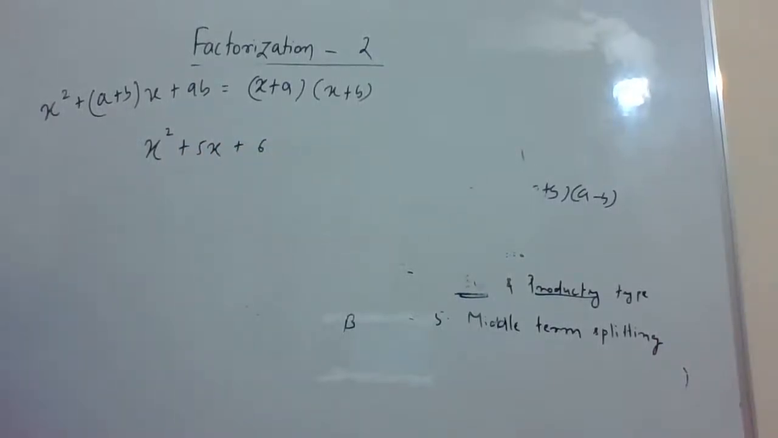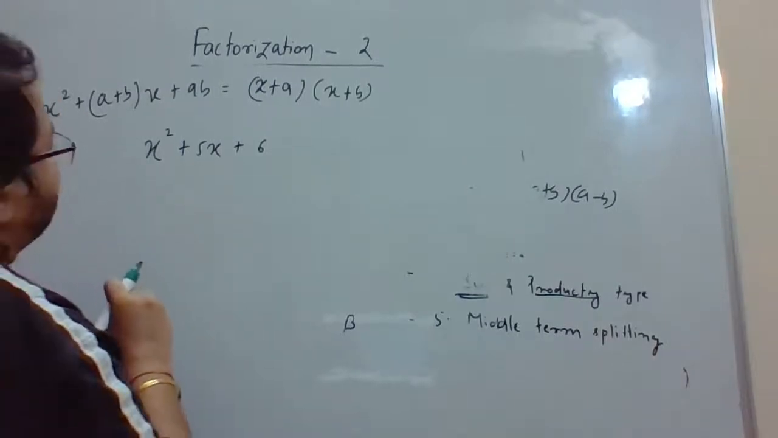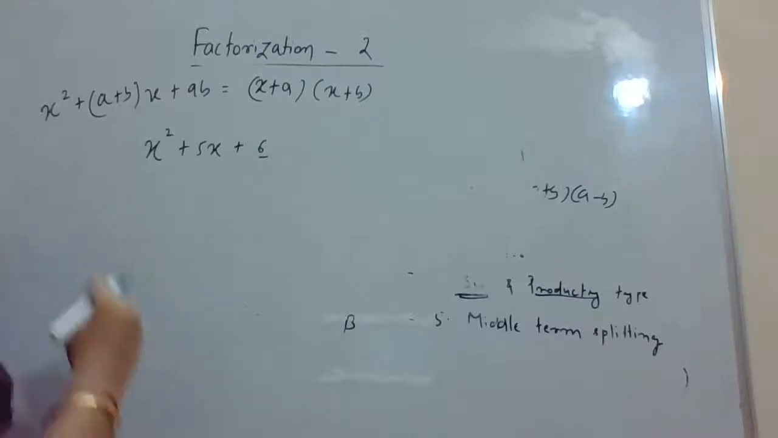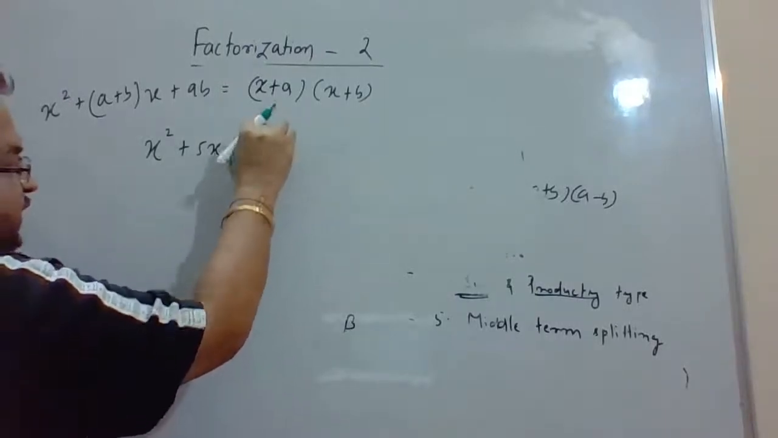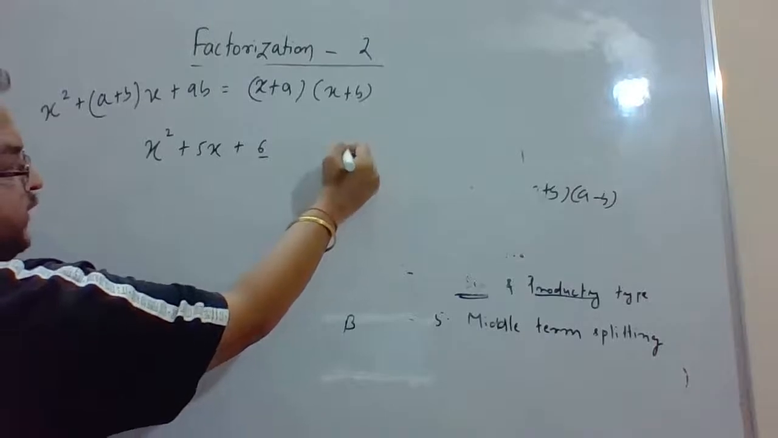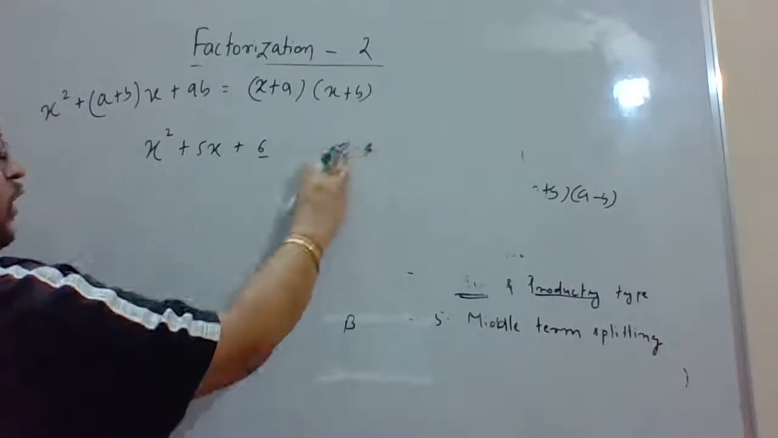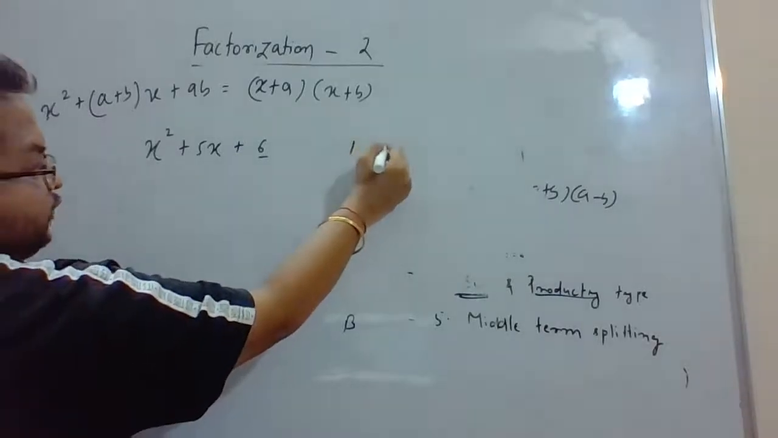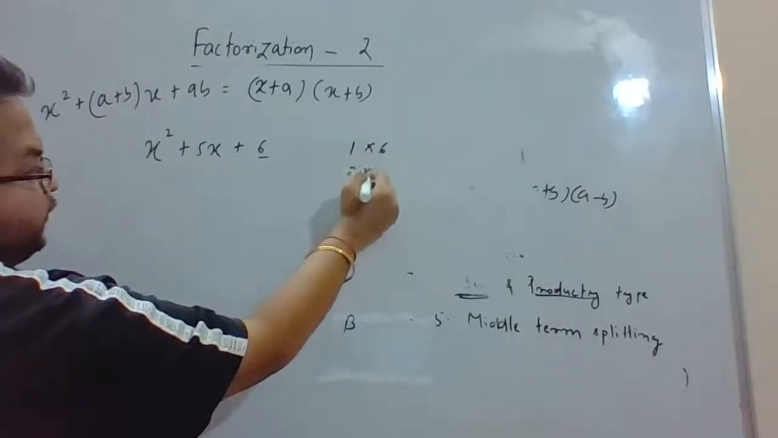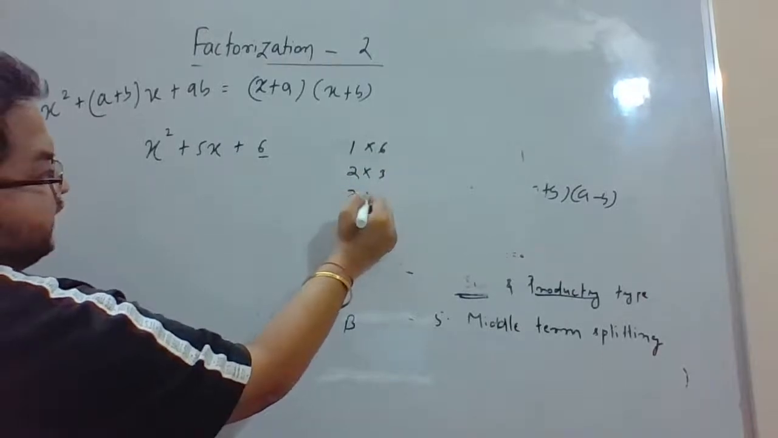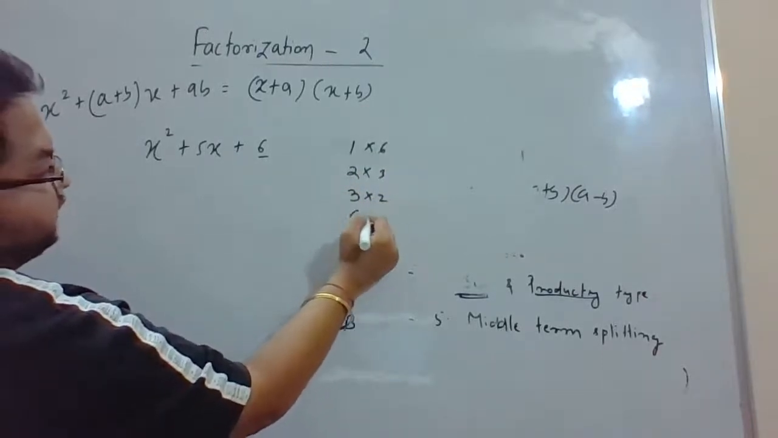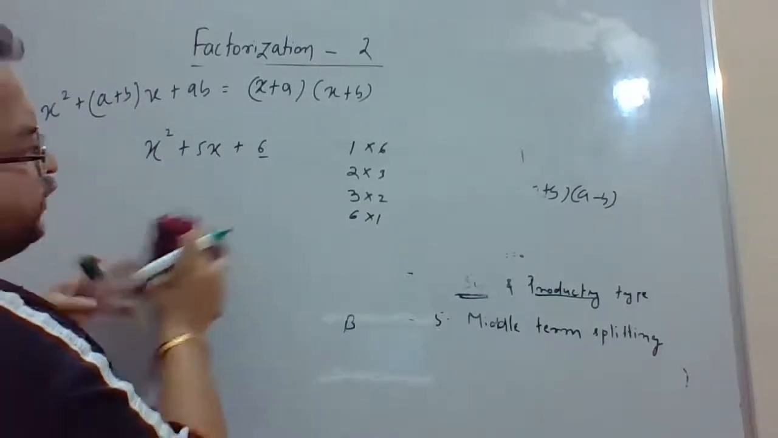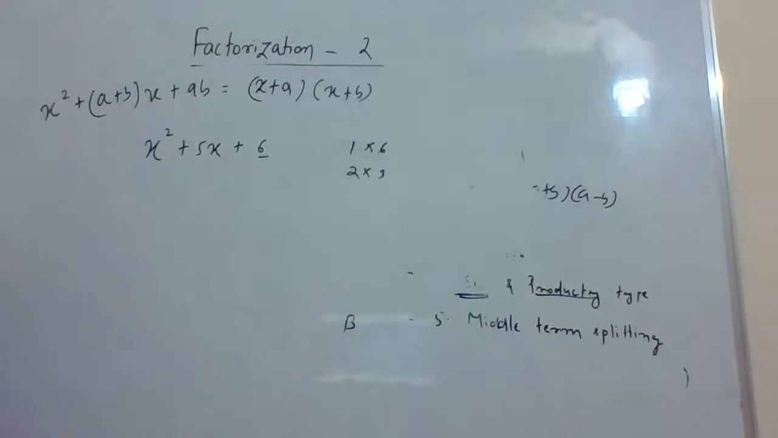Now we need to find the factors of 6 in such a way that the last term 6 is a into b. So let us find out the factors of 6. It could be 1 into 6, 2 into 3, 3 into 2, or 6 into 1. That's it. So the unique factors are 1 into 6 and 2 into 3.